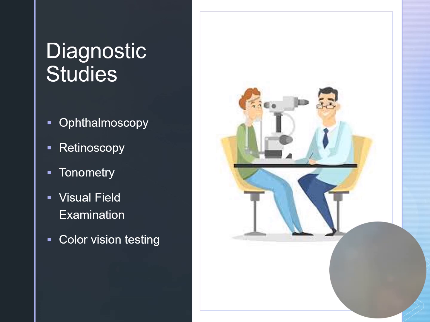Ultrasonography would be used when the posterior of the eye is difficult to visualize. And retinal imaging uses high resolution, so pupil dilation is not necessary for this test.